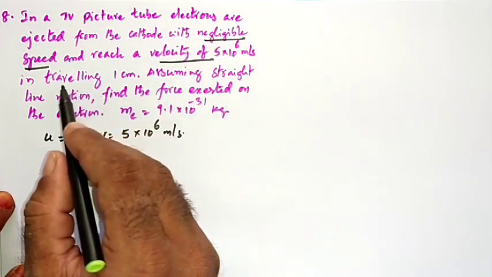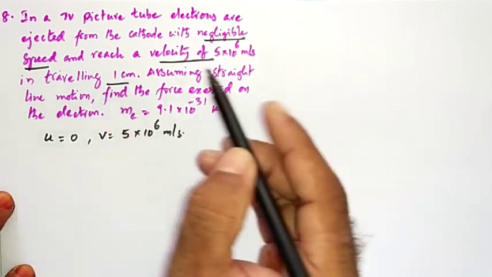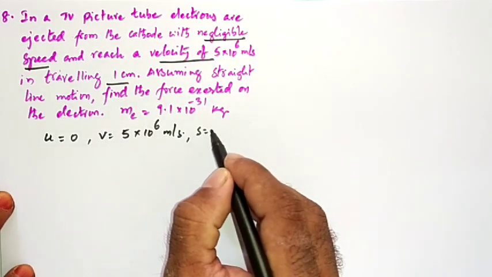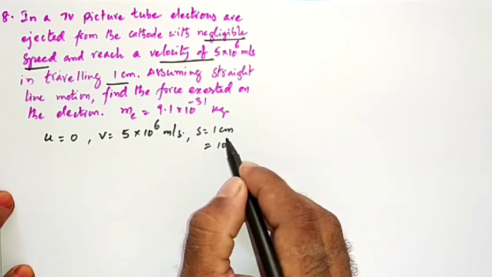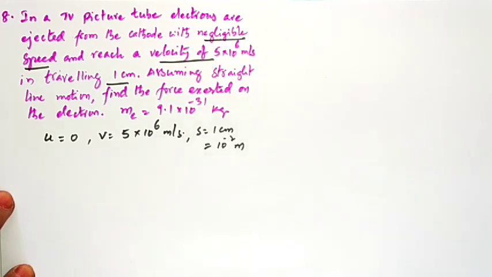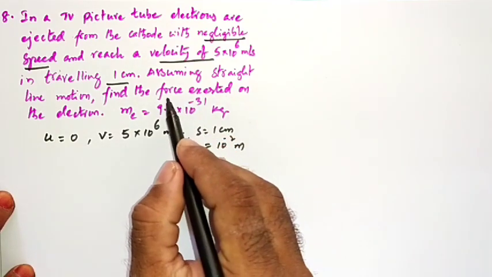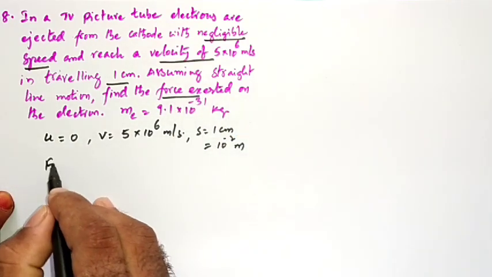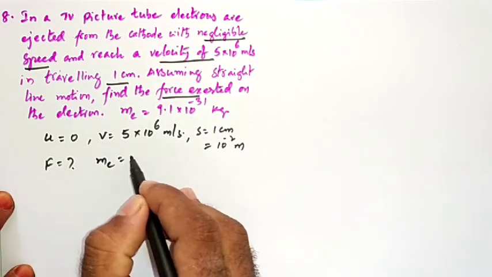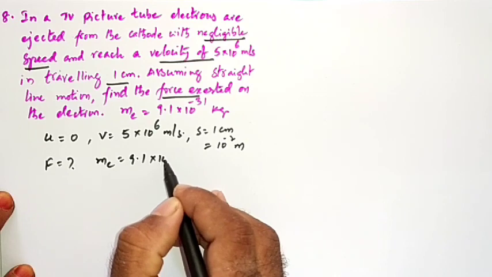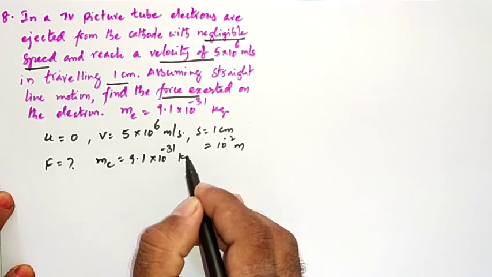And it travels 1 centimeter. So distance is equal to 1 centimeter, and we need to convert this into meter. That is 10 power minus 2 meter. Next, assuming straight line motion, find the force exerted. We need to calculate force, and the mass of the electron is given: 9.1 into 10 power minus 31 kg.